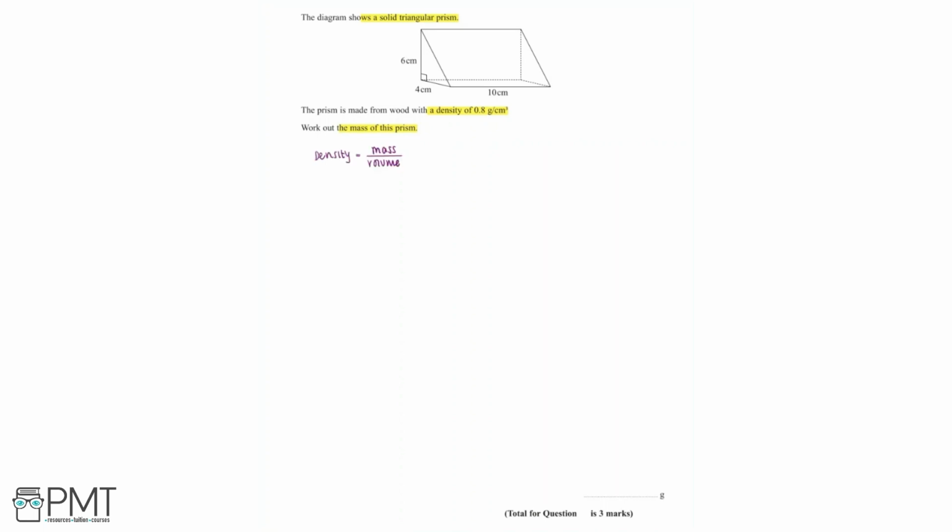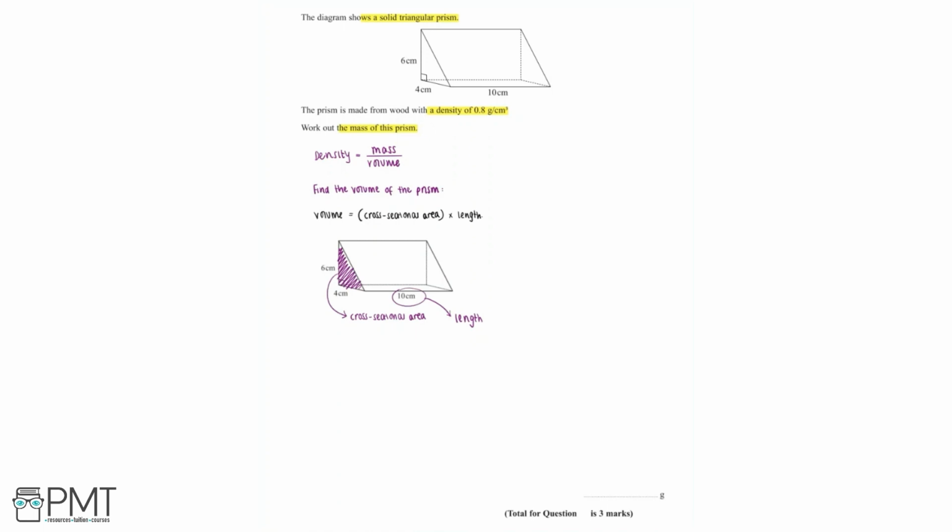We're interested in working out the mass of the prism, so in order to work out the mass, we need to know the density and the volume of the prism, so that we can substitute these values into our equation above. We're already told that the density is equal to 0.8 grams per centimetre cubed, but we can't work out the mass unless we know the volume. Looking at our diagram, we have the dimensions of the prism, which will allow us to work out the volume. In order to work out the volume of the prism, we would find the cross-sectional area and then multiply this area by the length.